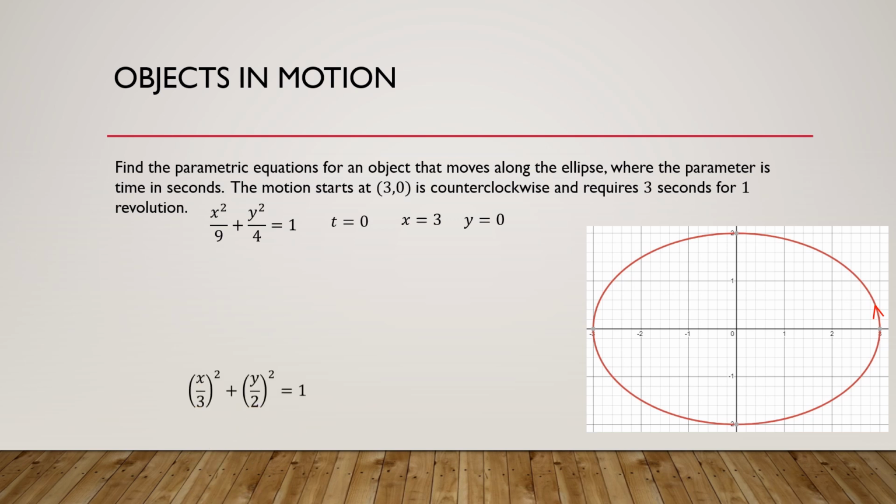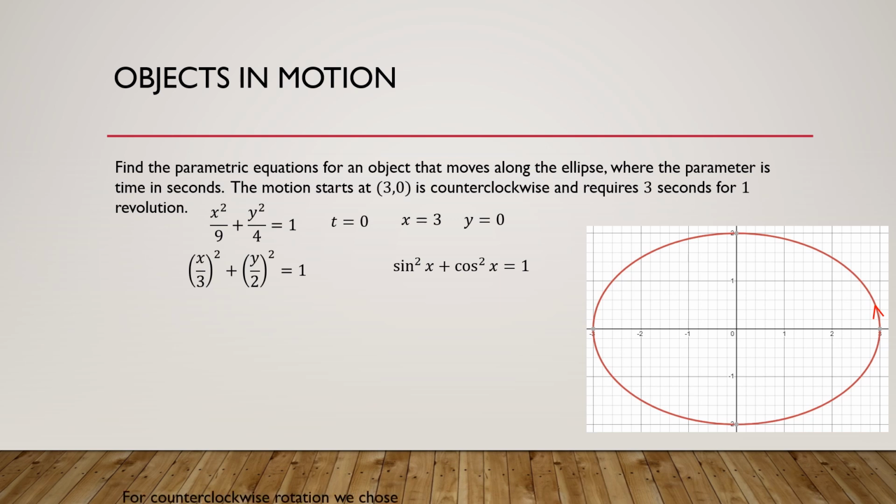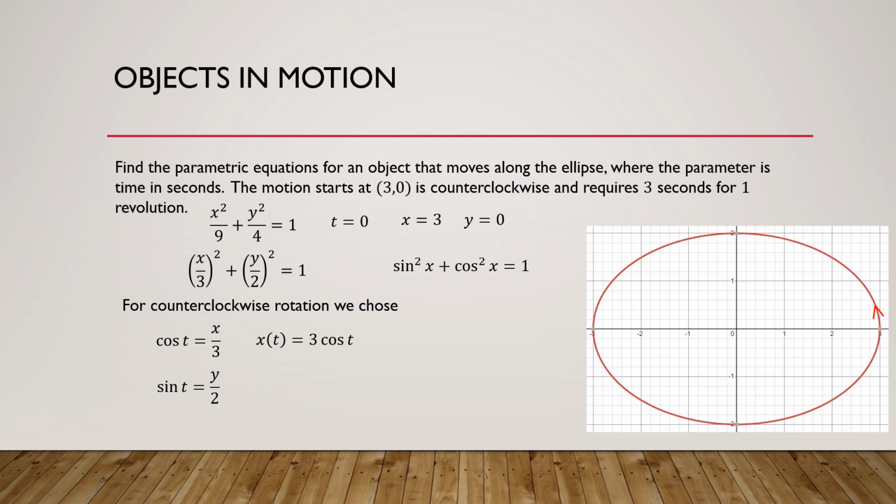First, we expand the square to cover both numerator and denominator of our original equation, so it can be related to our trig identity. Based on what we learned from the previous problem, for counterclockwise rotation, we choose cosine of t equals x over 3 and sine of t equals y over 2. To verify our choice, we can express x of t as 3 cosine t and y of t as 2 sine t, then plug in t equal to 0 to verify we have the correct starting point. X of 0 is 3 and y of 0 is 0, which is consistent with the graph.